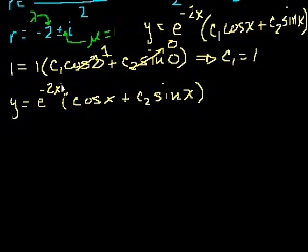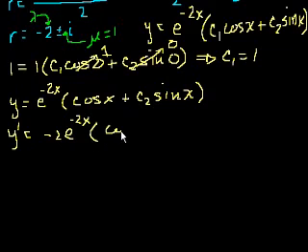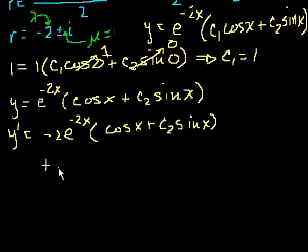Now let's take the derivative of this so that we can use the second initial condition. So y prime is equal to, we're going to have to do a little bit of chain product rule here. So what's the derivative of the first expression? It is minus 2 e to the minus 2x, and we multiply that times the second expression, cosine of x plus c2 sine of x. And then we add that to just the regular first expression, so plus e to the minus 2x times the derivative of the second expression. So what's the derivative of cosine of x? It's minus sine of x.